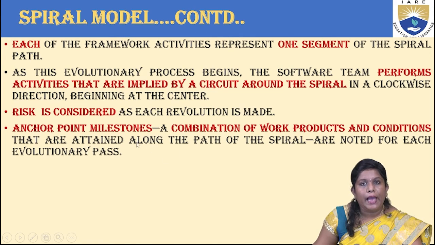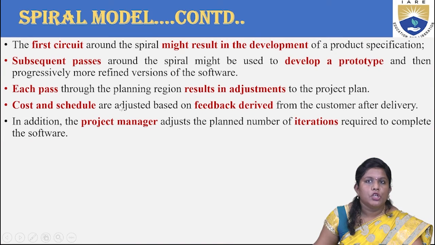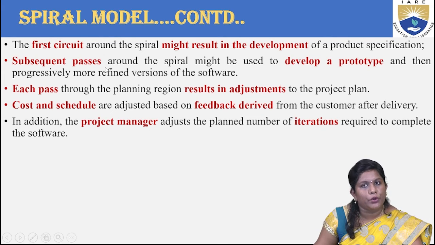And we have stated anchor points, or anchor point milestones, which is nothing but trying to combine work products and the conditions which are achieved along the path of the spiral at each segment again, right? So the first circuit will result in the development, and when you are moving into the subsequent passes, it is trying to define a prototype, and then each pass will generate a result and you're trying to adjust those according to the plan. And then feedback is derived.